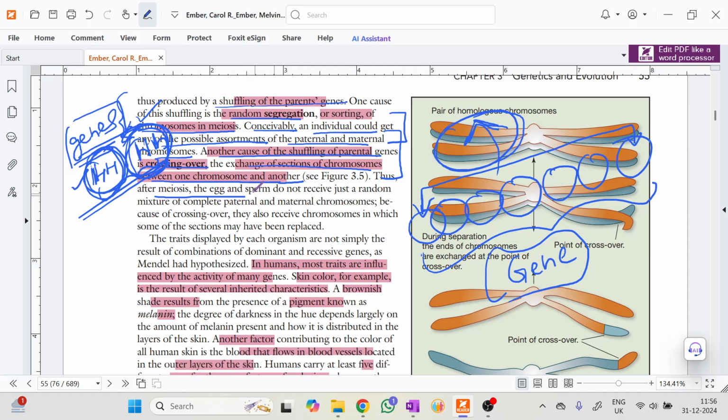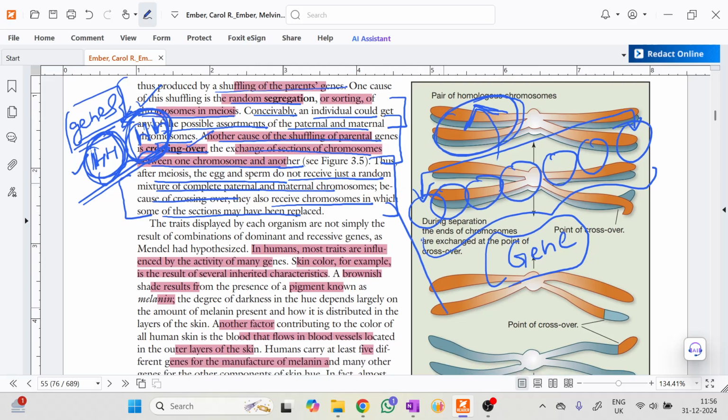Thus, after meiosis, the eggs and sperm do not receive just a random mixture of complete paternal and maternal chromosomes. Because of crossing over, they also receive chromosomes in which some sections may have been replaced. Such replacement by crossing over will also happen. It is all a matter of natural selection, because the offspring, he or she, needs to derive the best of the genes, the best of the traits, and the best of the chromosomal structures.